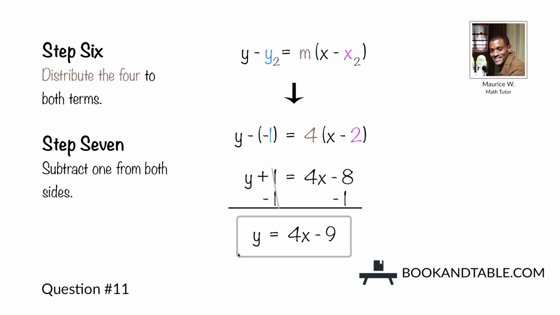So again, if you are given 2 points along a line, first use the 2 points to calculate the slope, and then use the slope and either point given in the point slope form to figure out the equation of the line.